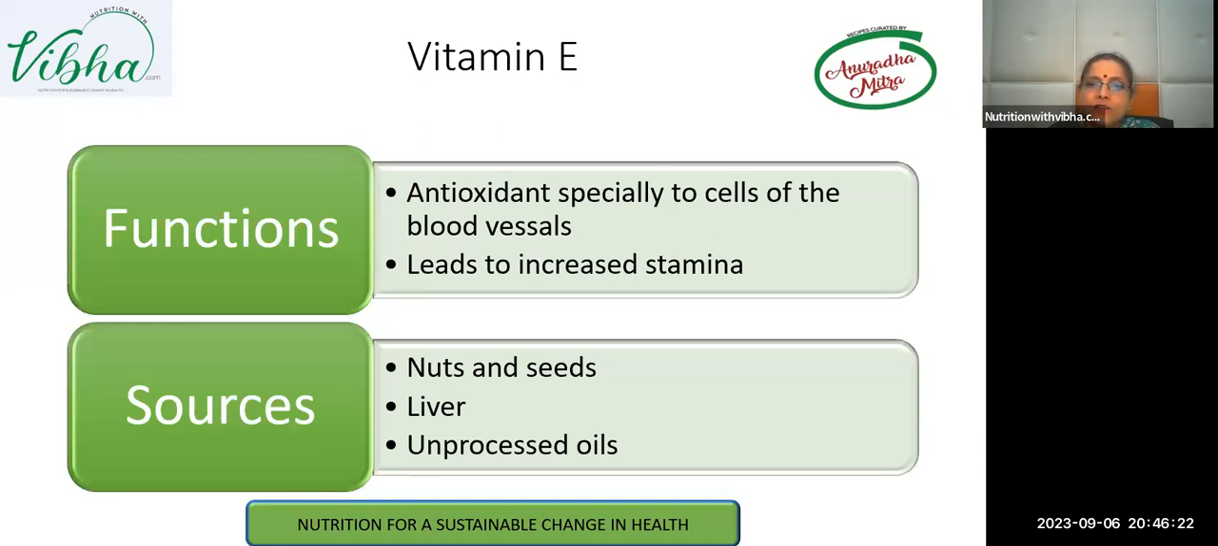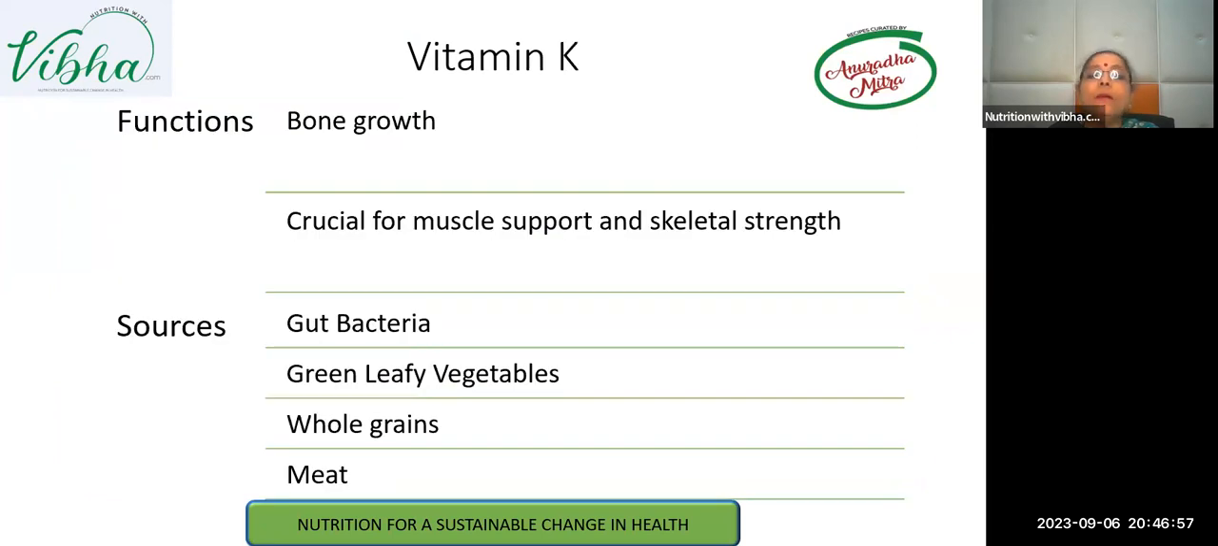Then you come to the next vitamin, that is vitamin E. Now, basically, its main role is as an antioxidant. Especially, it helps the cells of the blood vessels. It leads to increase in stamina. The sources are nuts, seeds, grain, the germ layer of the grain, liver, especially chicken liver or goat liver, unprocessed oils again are a good source of vitamin E.